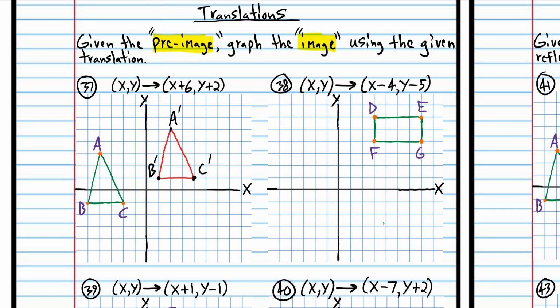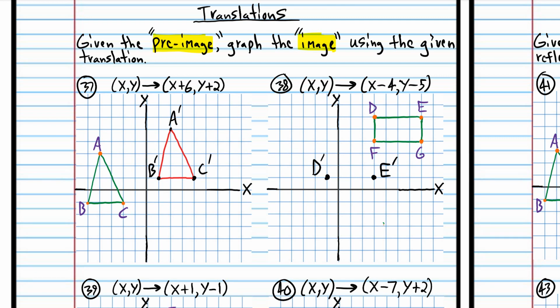So now D, we're going to go to the left 1, 2, 3, 4. Oh, whoops, that's not the point. And then down 5. So 1, 2, 3, 4, 5. So that's D. So I'm going to label that as D prime. And then E, we're going to do the same thing to the left 4 and down 5. 1, 2, 3, 4. 1, 2, 3, 4, 5. So that's the next point. That's E prime.